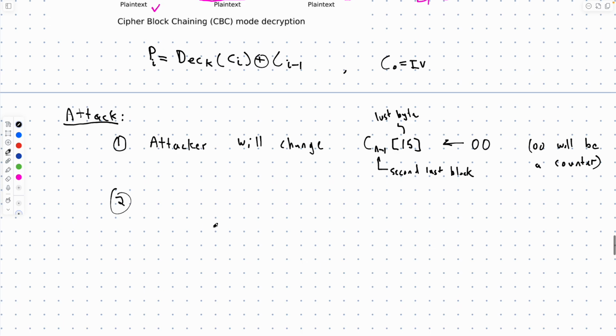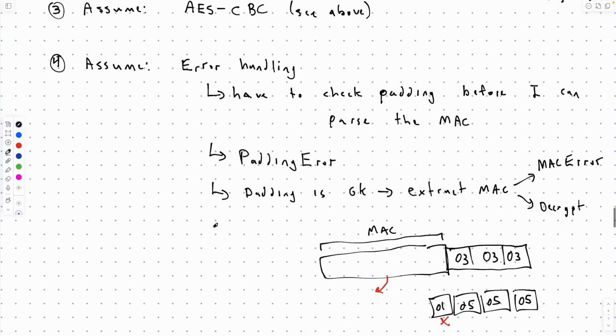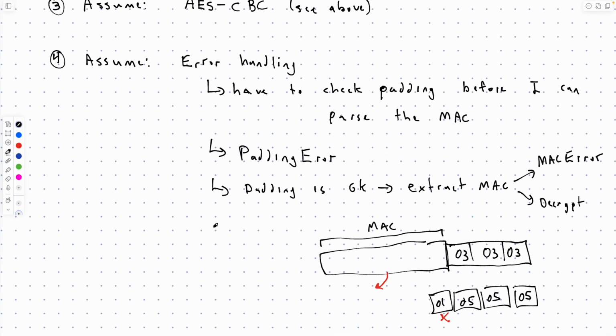Then they're going to submit that to the server, and the server is going to tell them one of three things. They're either going to say, great, I decrypted that, I'm happy. Or, I tried to decrypt it, it didn't work because the MAC failed. Or, I tried to decrypt it and it didn't work because the padding failed. Those are the three outcomes that we could see.